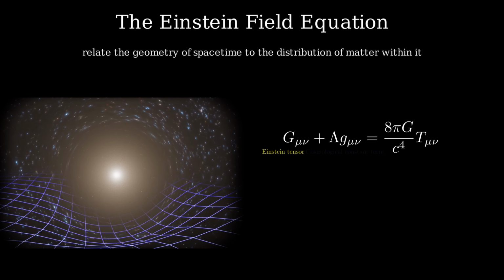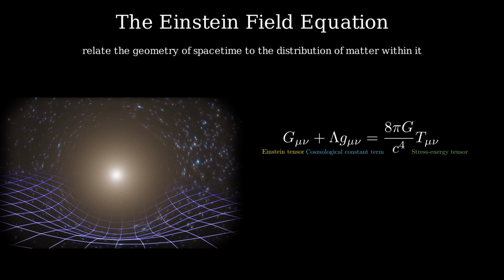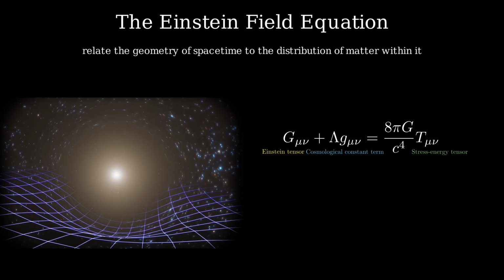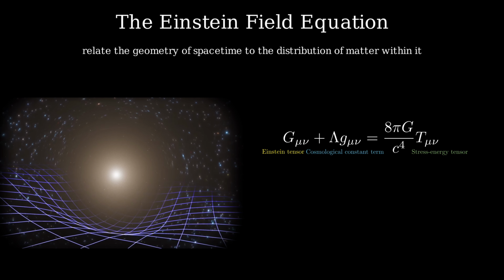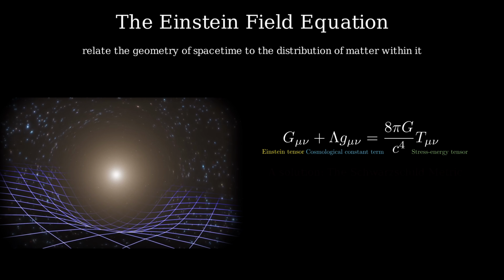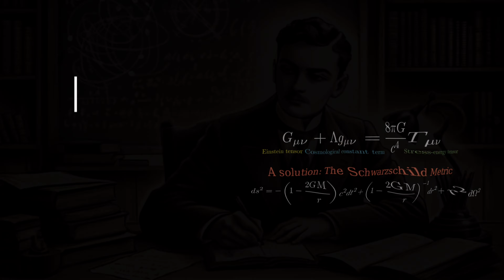The Einstein field equation famously relates the geometry of space-time to the distribution of matter within it, given by this equation. Although this is a much more complex equation with tensor notation, the first ever solution to this equation was actually given by the Schwarzschild metric.